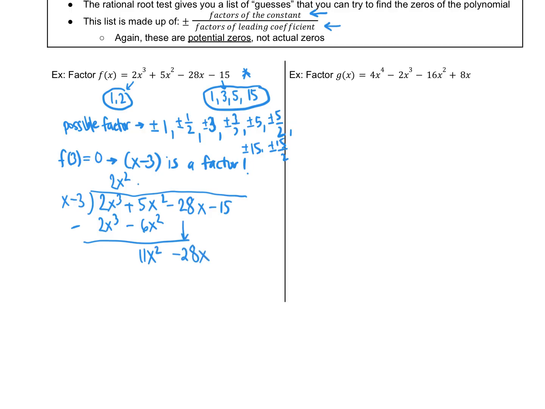What times x gives us 11x squared? That would be 11x. So here it is. And then 11x times negative 3 is negative 33x. And subtract. Negative 28 subtract negative 33 is 5x. Bring the negative 15 down.